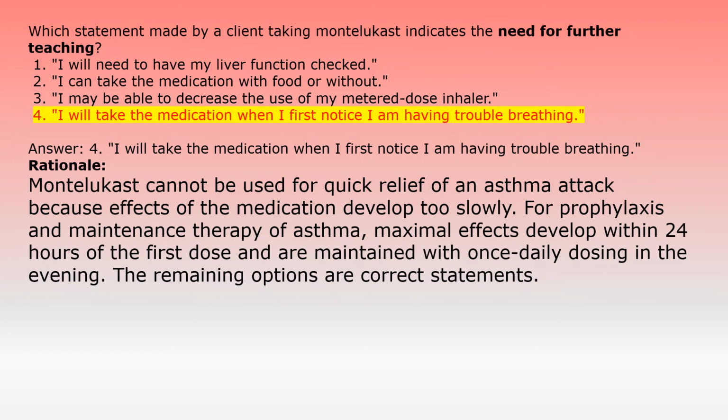Answer. 4. I will take the medication when I first notice I am having trouble breathing. Rationale. Montelukast cannot be used for quick relief of an asthma attack because effects of the medication develop too slowly. For prophylaxis and maintenance therapy of asthma, maximal effects develop within 24 hours of the first dose and are maintained with once daily dosing in the evening. The remaining options are correct statements.